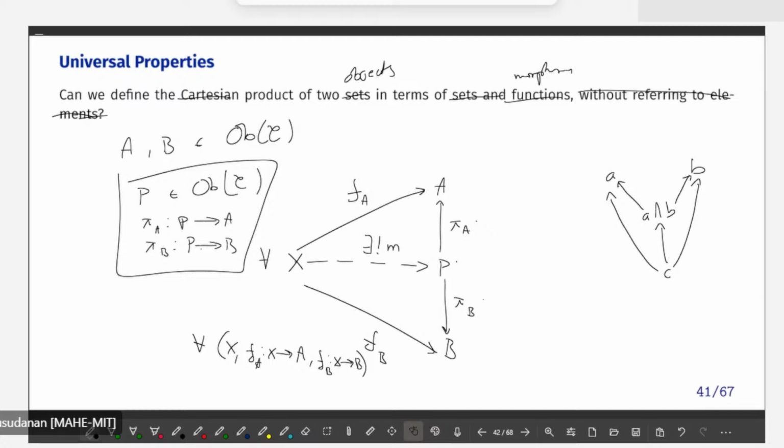Similarly, by duality, what can you do? Just reverse all the arrows. You will get something else called the coproduct. So this definition immediately leads to another definition called the coproduct. In the category of sets, the coproduct of two sets is the disjoint union. Coproduct of two vector spaces is the direct sum of the vector spaces.